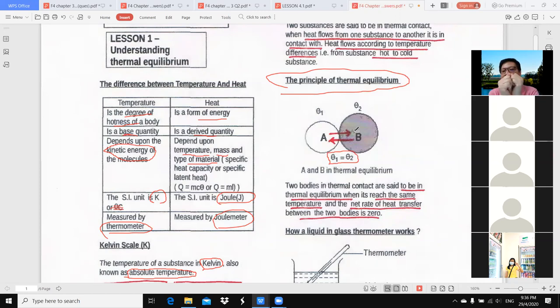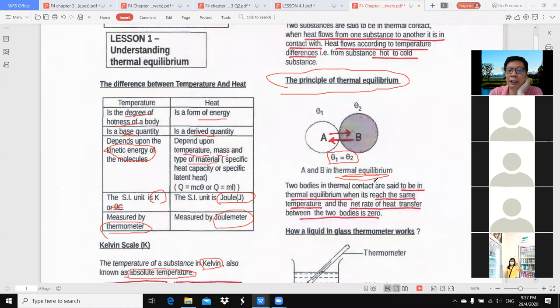When they are in contact, heat transfers here and there, and finally both of them have the same temperature already. Because of heat transfer, finally, the same temperature. When the same temperature is achieved, we say they are in the state of thermal equilibrium. Thermal equilibrium means two objects in thermal contact achieve the same temperature.